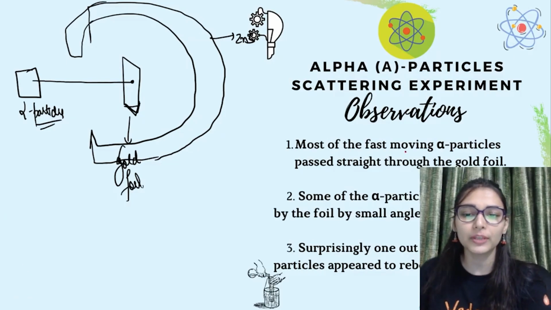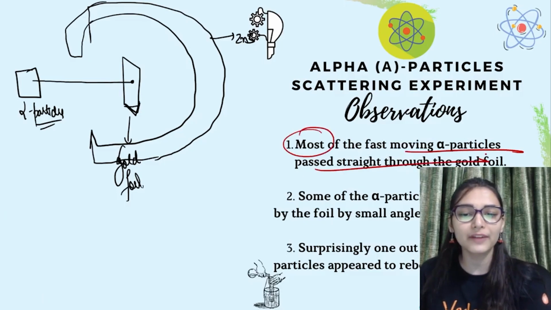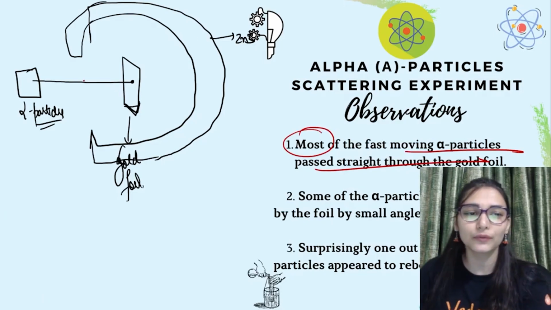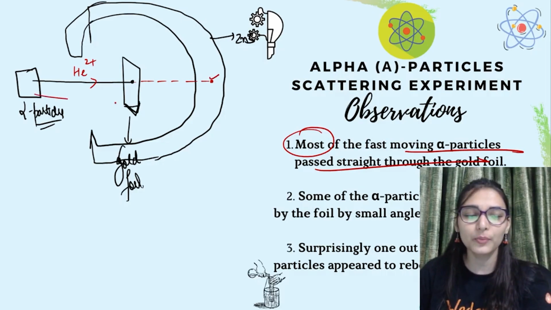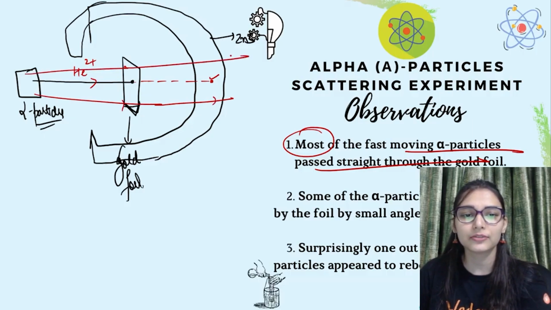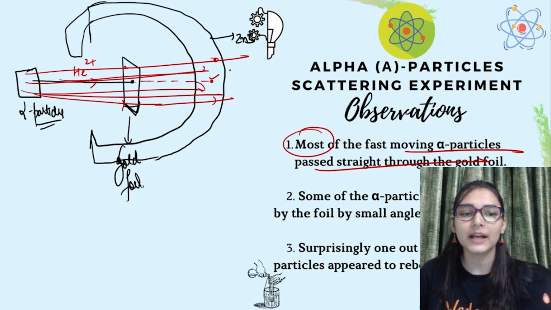The first observation is that most of the alpha particles passed straight through the foil. This is the alpha particle coming and it passed straight through the foil. So here the zinc sulfide screen started glowing. Similarly, more particles are coming, they are passing straight, and so on. In the majority of cases they were passing straight.